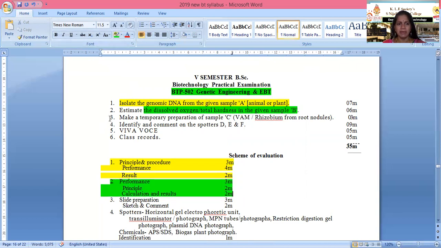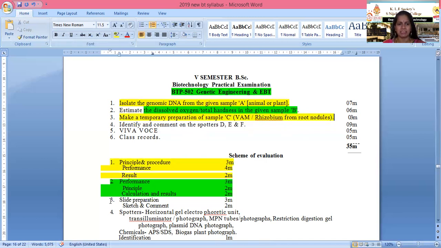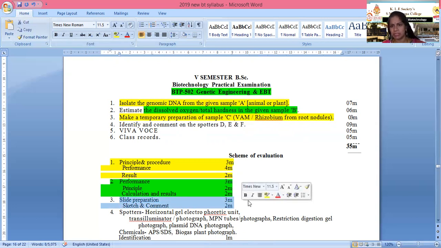Then question number 3, make a temporary preparation of sample C. That is, the VAM sample, or Rhizobium from root nodules will be given. That you need to mount, and you need to call the examiner and show it to the examiner. This carries 3 marks. Here we are going to split the marks. Slide preparation 1 mark, and sketch and comment 2 marks.